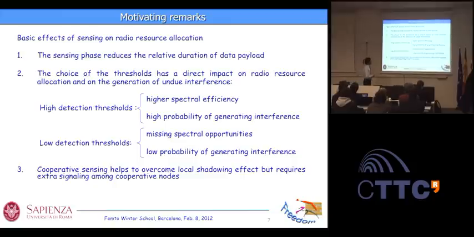At the same time, if these detection thresholds are very low, it is clear that probably we are never going to miss the presence of interferers, and this is why we will have a low probability of generating an undue interference to other transmitters. So you see, in this framework, this explains why, at least in words up to now, the two problems of detection and resource allocation are very related to each other.